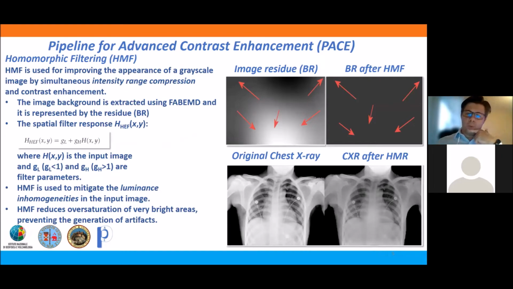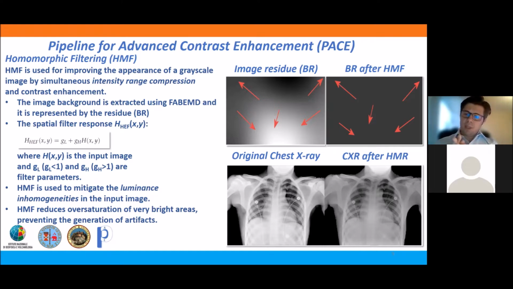Moving on, what we do is take the bidimensional residual image from the previous step and perform homomorphic filtering. The homomorphic filtering is used to improve the appearance of a grayscale image by compressing the range of intensities of the image itself. So what we obtain is that we remove the presence of luminance inhomogeneities of the input image, and the overall result is an image which is much more uniform.